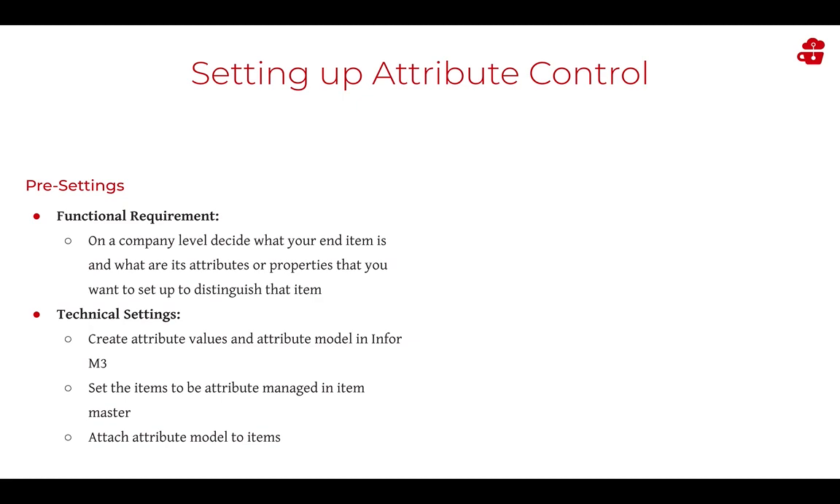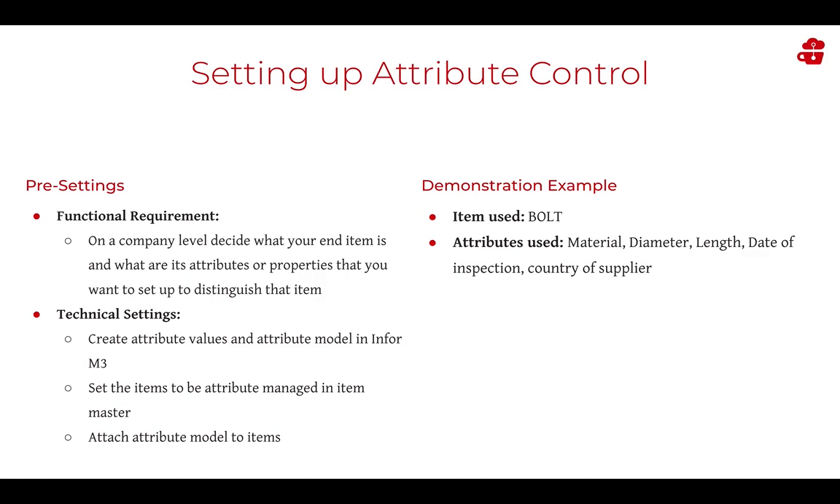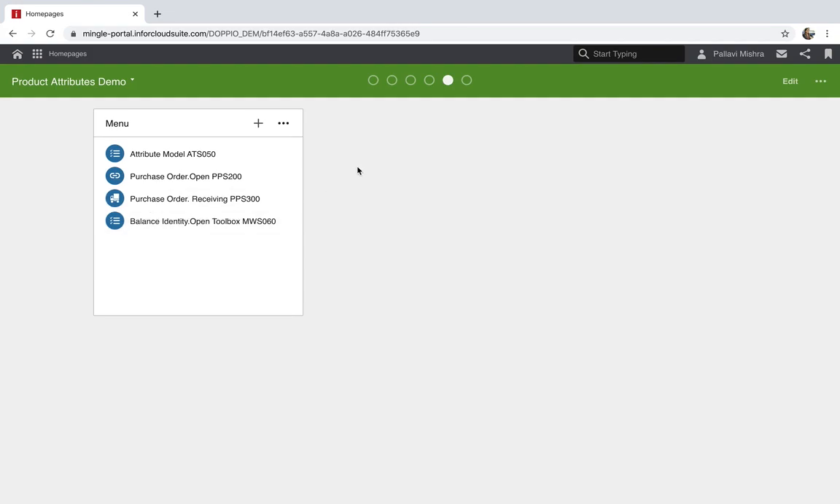Set those particular products or items to be attribute managed in the item master and attach the attribute model to the items. To demonstrate the use of attributes, I have used a particular product called Bolt, and the different attributes that I am using are material, diameter, length, date of inspection, and country of supplier. Moving forward, I have now signed into my M3 environment and I'm at my home pages.